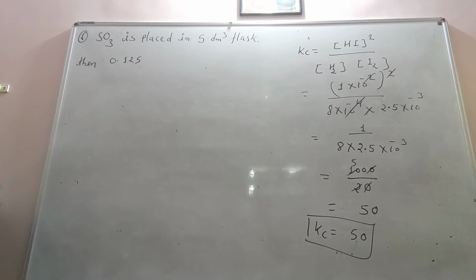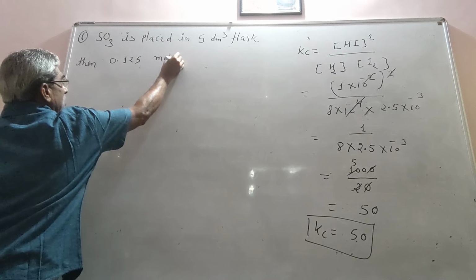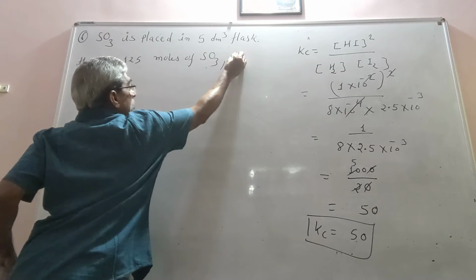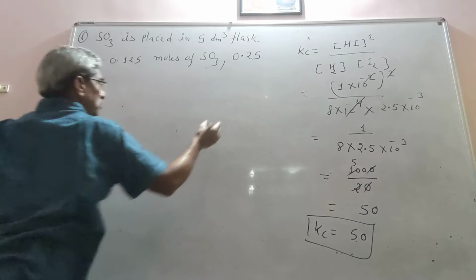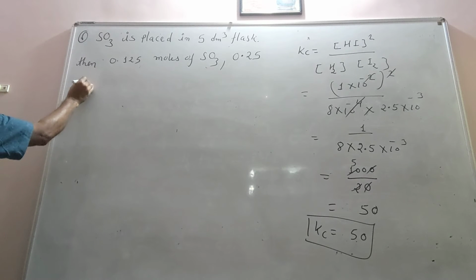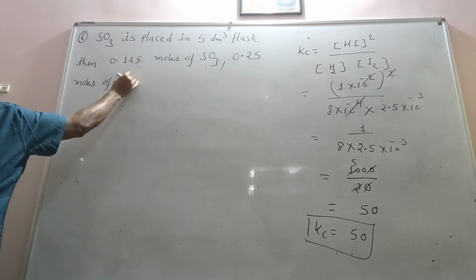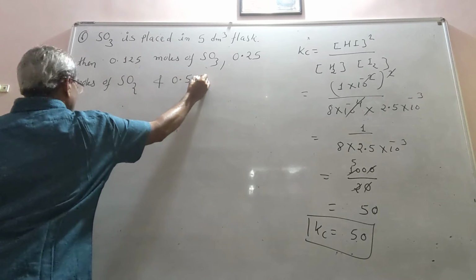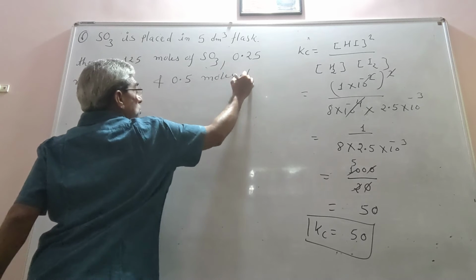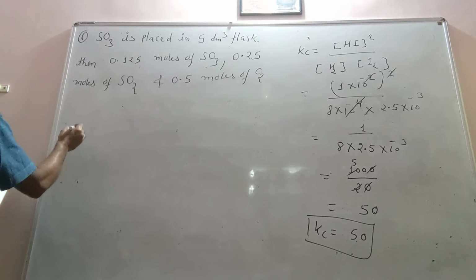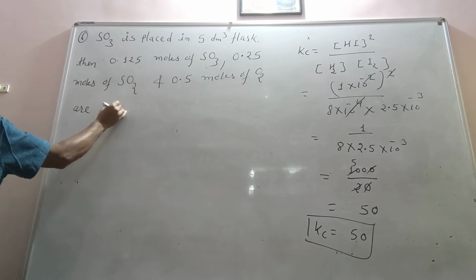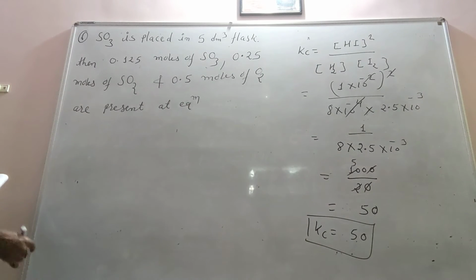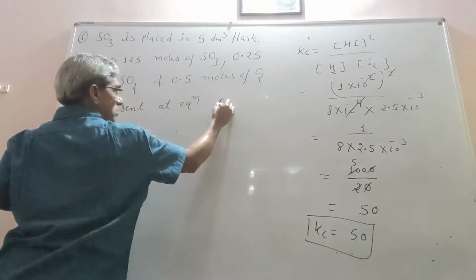0.125 mole of SO3, 0.25 moles of SO2 and 0.5 moles of O2 (oxygen) are present at equilibrium. Calculate equilibrium constant.